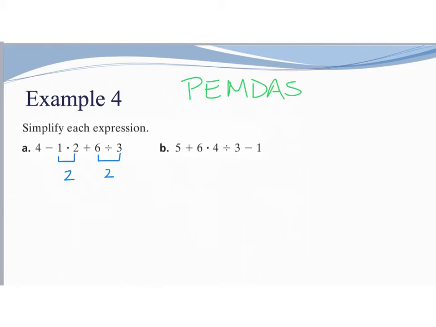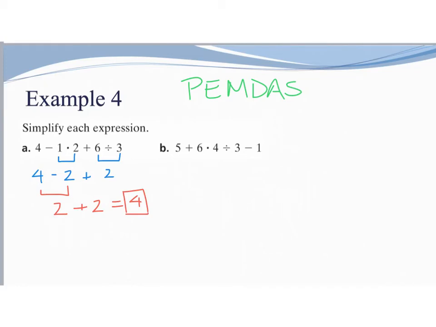Now I can go in and do my subtraction and then my addition. Now if you notice, I'm left with the operations of subtraction and addition, so I'm going to work these from left to right. So 4 minus 2 is 2, plus 2 equals 4. So the answer to this part A problem is 4.